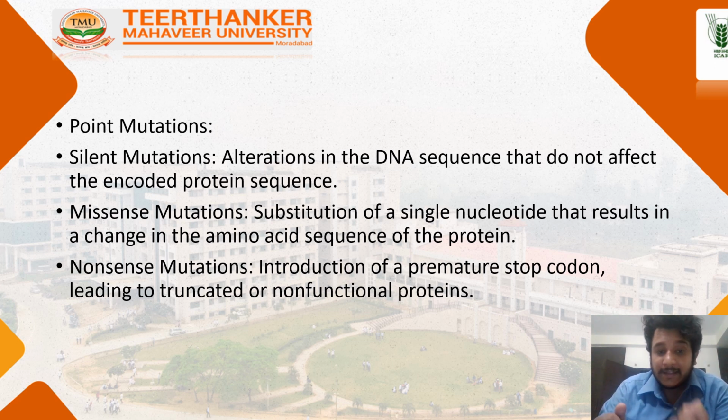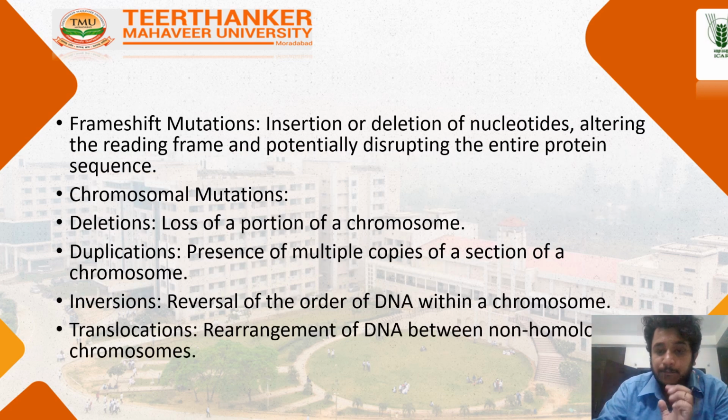Okay. Now next is nonsense mutation. What happens in nonsense mutation? When a premature stop codon comes in the way, all the processes will get affected and the process will shut down. So it is the introduction of a premature stop codon leading to a truncated or non-functional protein. When a premature stop codon UAA or UGA comes, the protein formation will get stopped, right? So nonsense mutations are harmful, right?